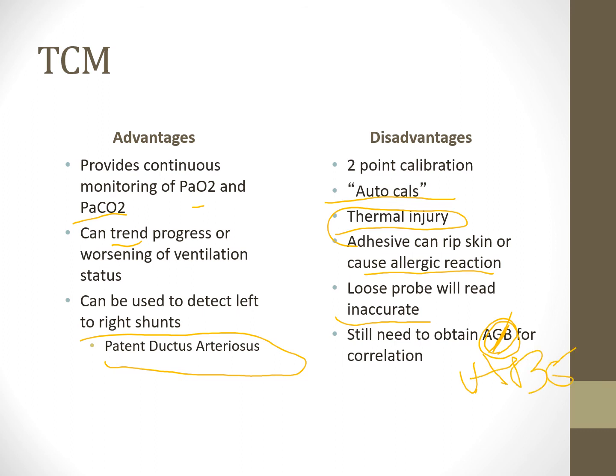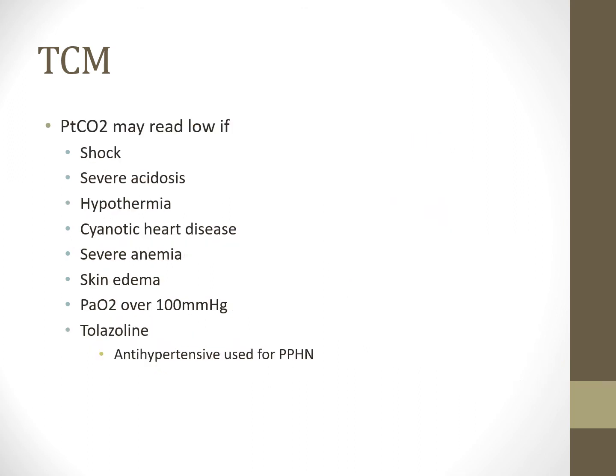ABG. So you still need to attain an ABG for correlation, usually, just to make sure you're pretty close to their real values. In other words, you're getting pretty close to what they're trending. The transcutaneous PtCO2 might read low if there's shock, right? What happens to blood flow to their distal tissues if there's shock? Well, their vessels are vasodilated usually, or their delivery of blood flow is very, very low.